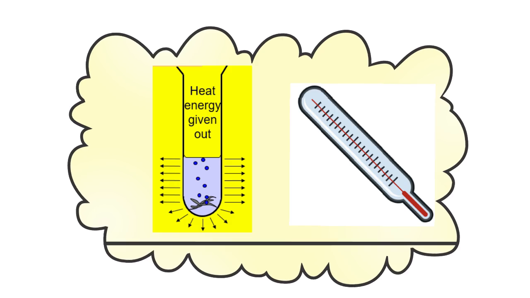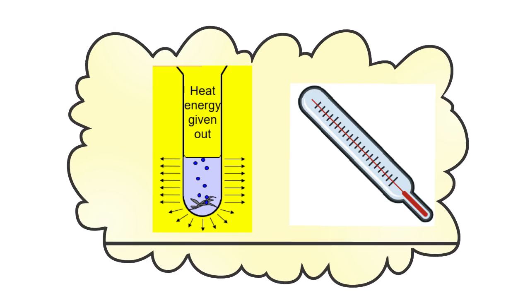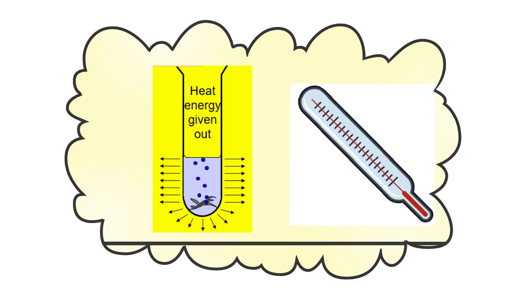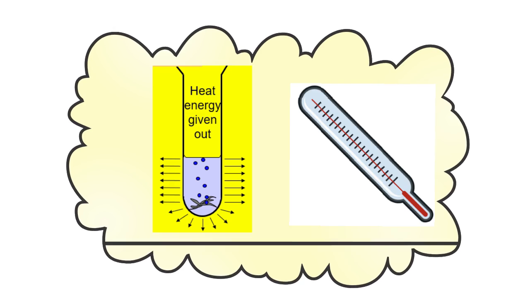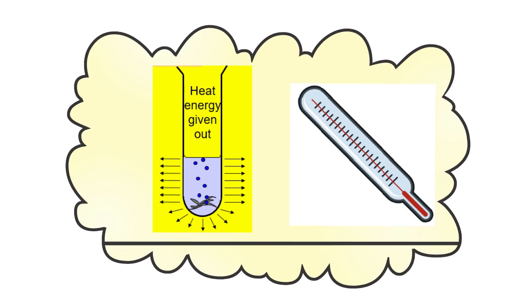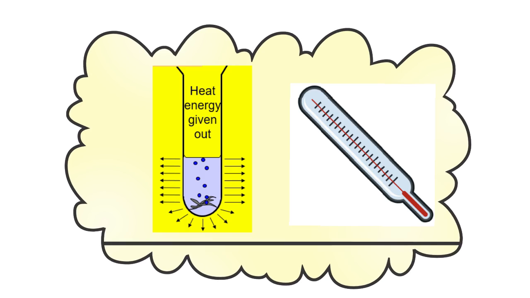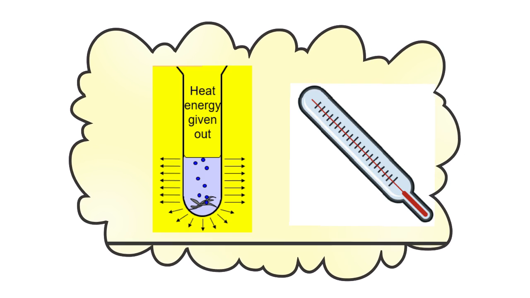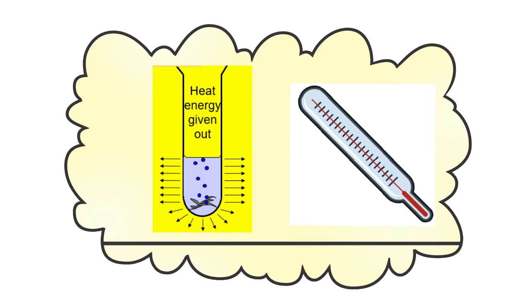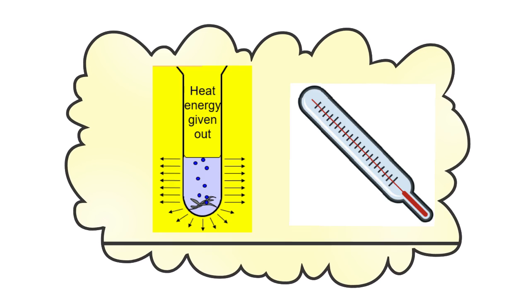So in this example representing magnesium ribbon reacting with hydrochloric acid in a test tube, the system is the particles of magnesium and hydrochloric acid, and the surrounding is the water, test tube, and the whole lab. We must take the point of view of the system, so we check if the system is losing heat energy or gaining it. But when it comes to temperature measurement, we measure the temperature of the surrounding using a thermometer.